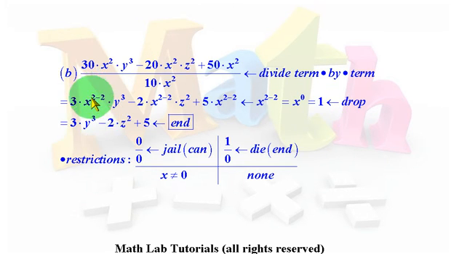So the reduced form, this just becomes a 1. The reduced form becomes 3y cubed minus 2z squared plus 5. That's the end of the problem.